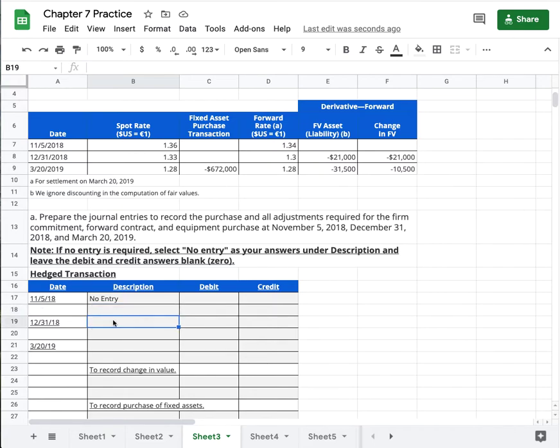On 12/31/18, we are going to have a debit to hedge firm commitment and a credit to depreciation expense. And this is going to be for the $21,000. On March 20th, 2019, we're going to have the same thing, because first we're going to record the change in value. So we're going to have the same accounts, but for the $10,500 this time.